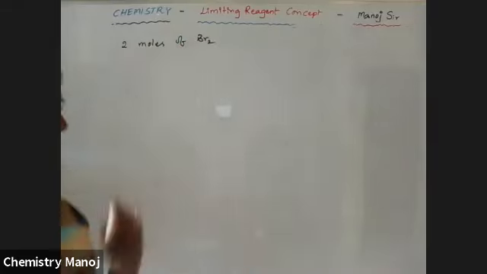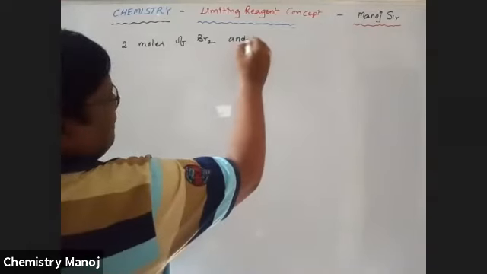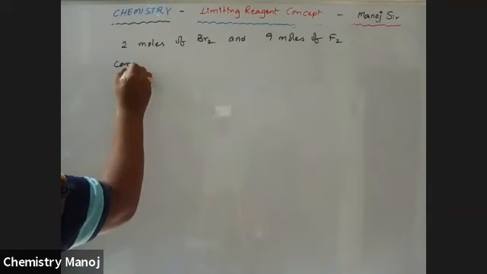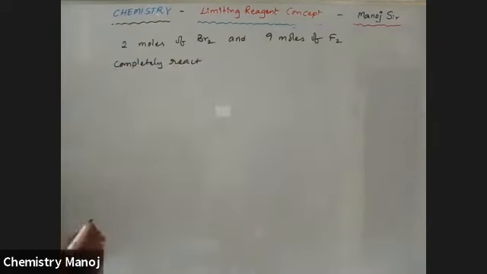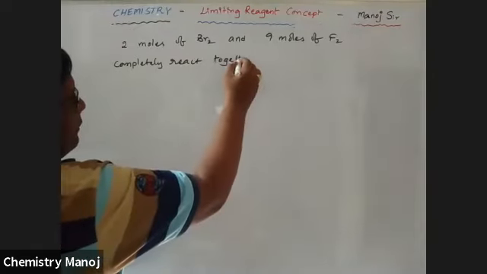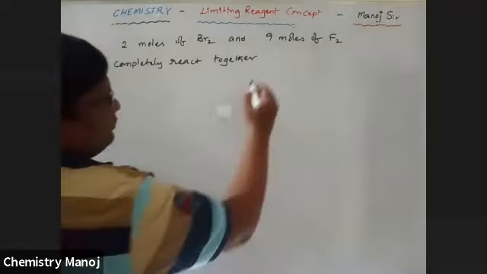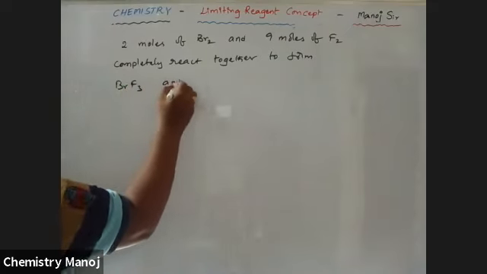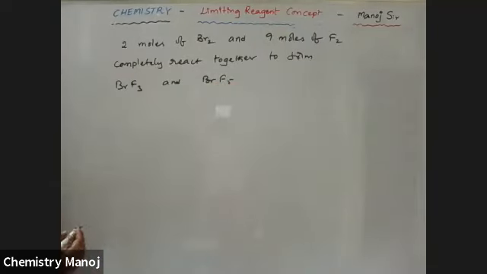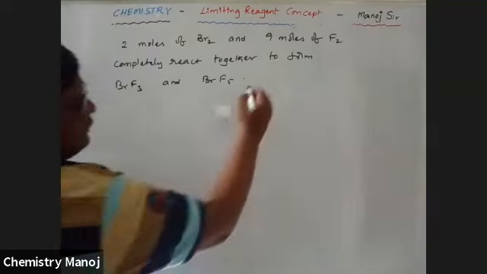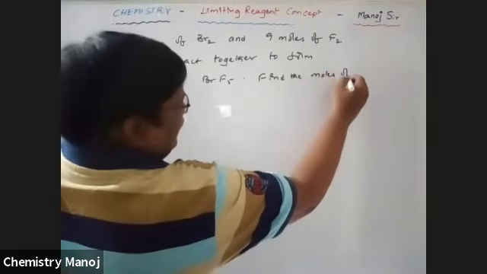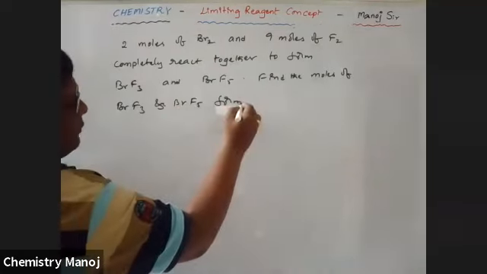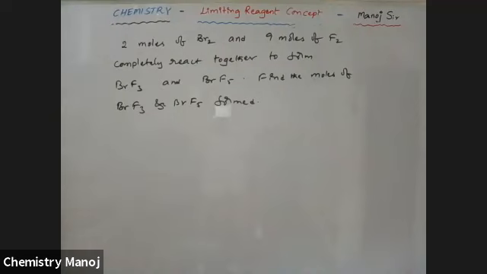2 moles of Br2 and 9 moles of F2 completely react together to form BrF3 and BrF5. Find the moles of BrF3 and BrF5 formed.